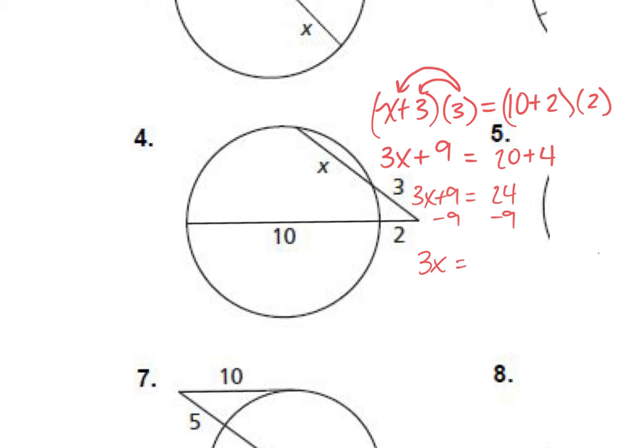And then you would get 3x is equal to... Guys, help them out. What's 24 minus 9? 15. And then divide by 3, and we get x equals 5.